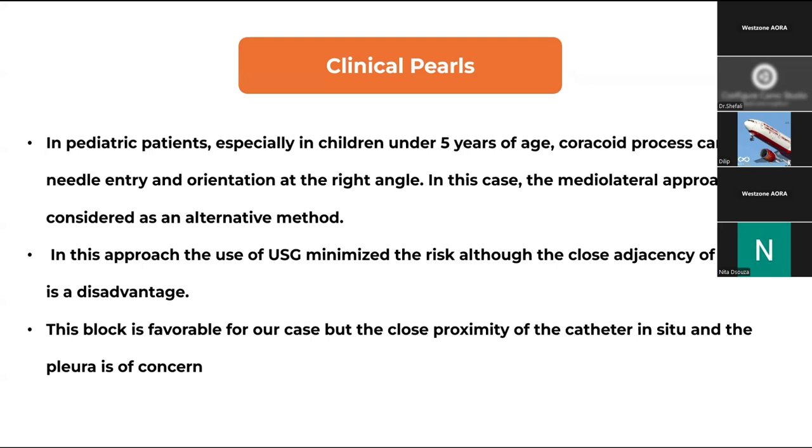In pediatric patients, especially children under 5 years of age, the coracoid process again is not very well developed. So in this case, the medial lateral approach is considered as an alternative method. In this approach, the use of ultrasound minimizes the risk, although the close vicinity of the neurovascular structures is a disadvantage. This block is favorable for our case, but the proximity of the catheter in situ with the pleura is of concern.